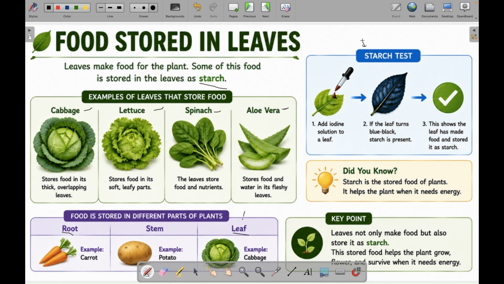So this is one of the tests that we do to detect the presence of starch, or to detect whether plants have prepared their food in that leaf or not.